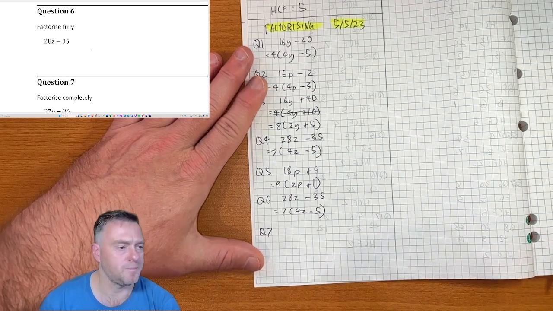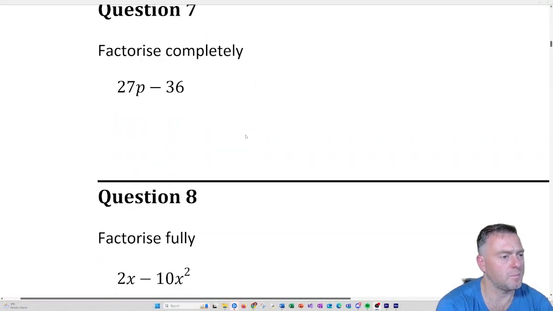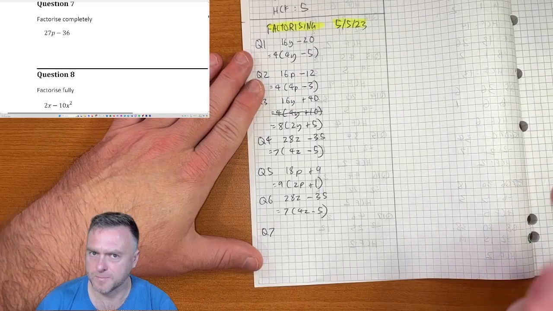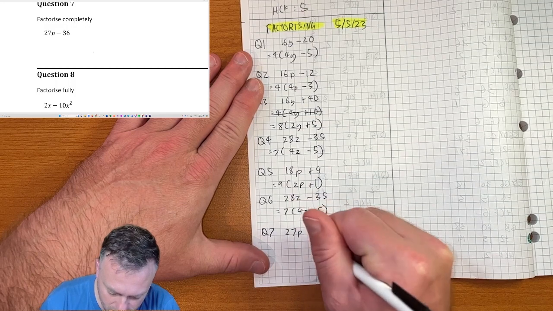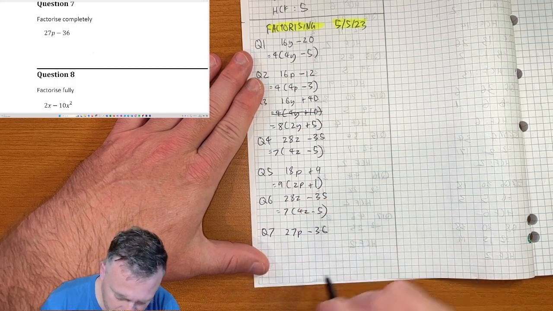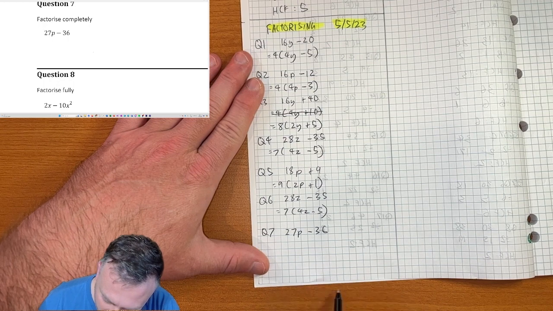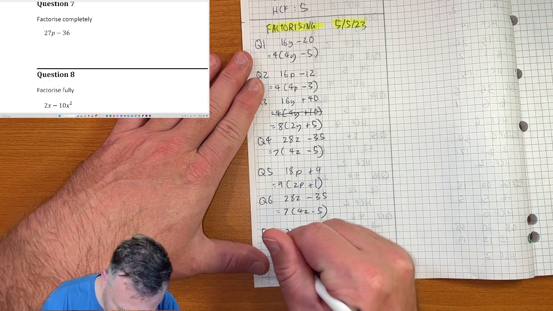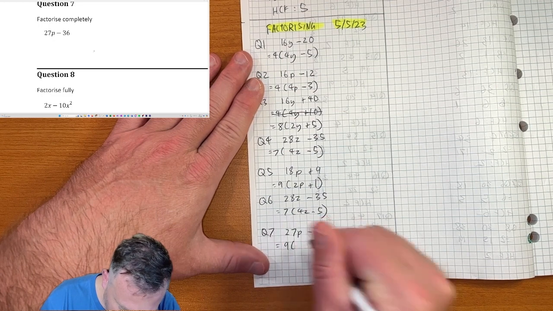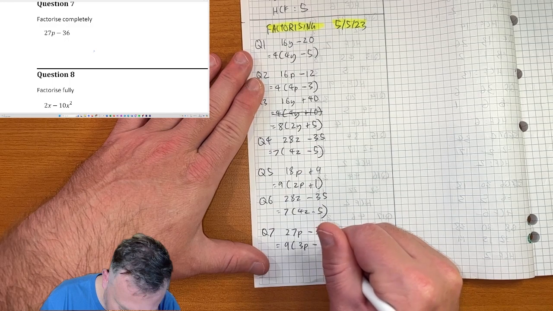Question 7. 27p minus 36. So we're going to go 27p minus the 36. We can divide both those by 3. Actually, we can go further. We can divide them both by 9. So we take the 9 out the front, and we're left with 3p minus 4.